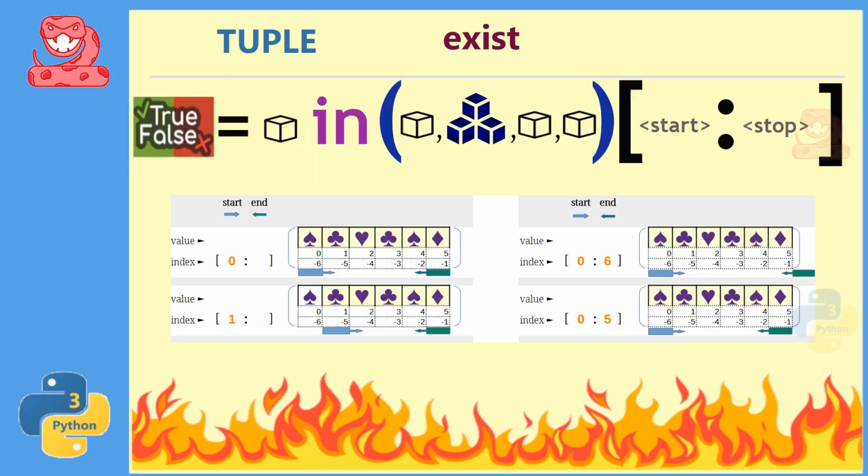Next, let's look at how to search within a range of elements. Values for start and stop must be int, otherwise an error occurs. Also, the values for start and stop can be negative. In this case, search from the end. End element index is -1.